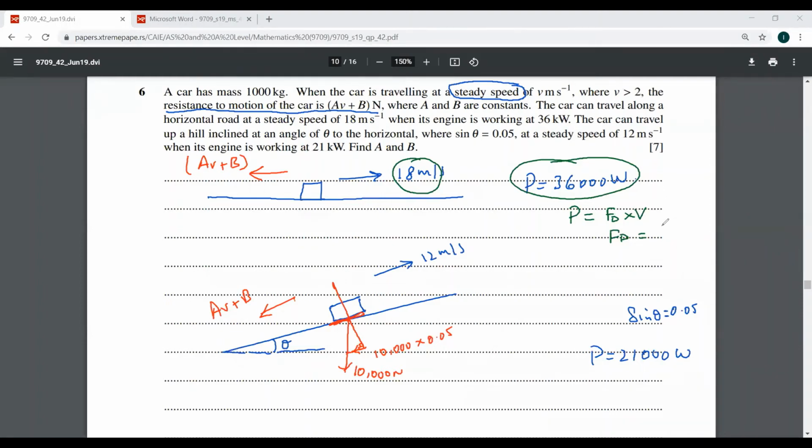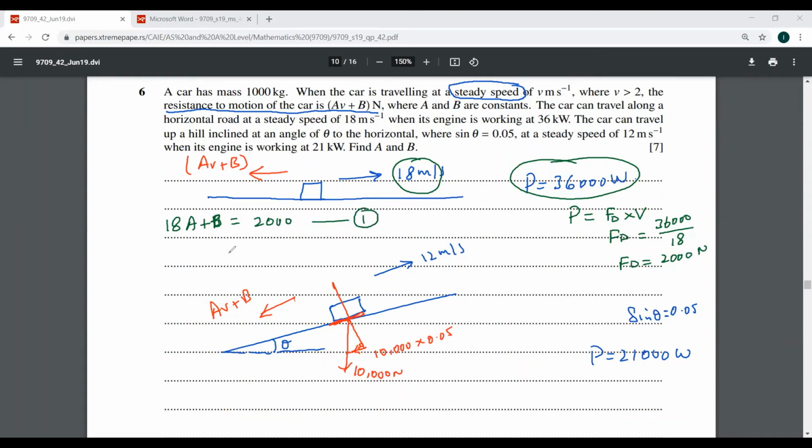So this is 36,000 divided by the speed, which is 18. So the forward force over here is going to be 2000 newtons. And you have the equation here. If you put the V, which is 18, the backward force is going to be 18A plus B, and that will be equal to the forward force, which is 2000. So this is your equation number 1.